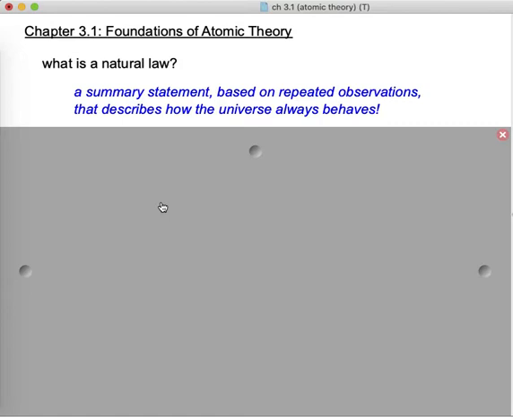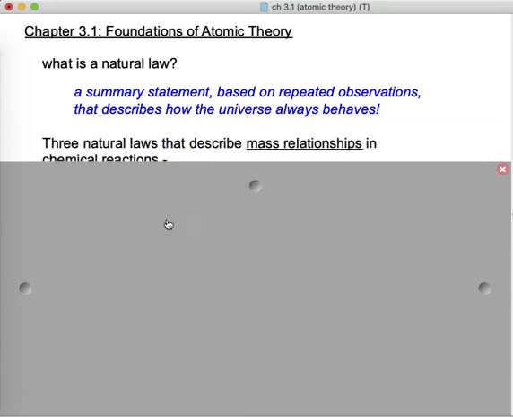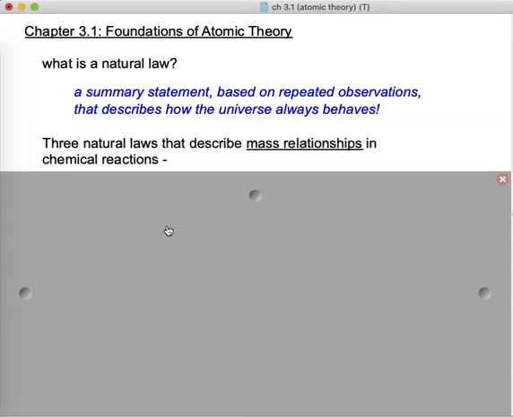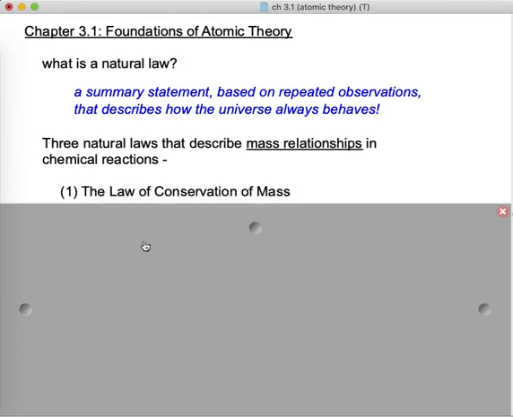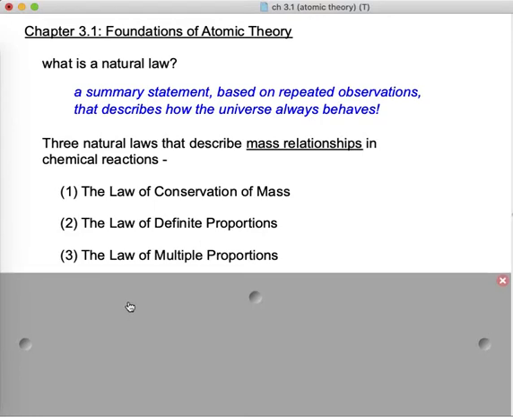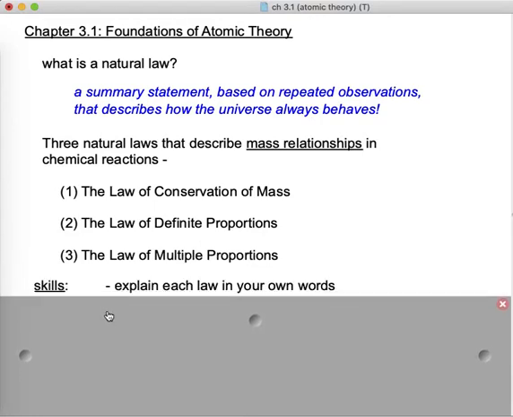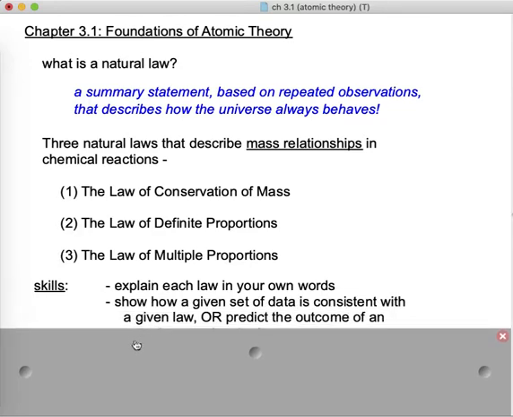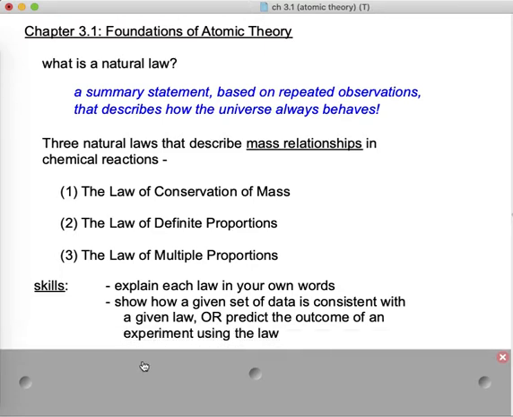For example, gravity. When you drop an object in the Earth's gravitational field, it always falls towards the center of the Earth. Okay? Well, we're going to talk about three natural laws that describe mass relationships in chemical reactions. And they are the law of conservation of mass, the law of definite proportions, and the law of multiple proportions. And for each of these natural laws, what I'd like you to be able to do is to explain the law in your own words, and then to show how a given set of data is consistent with a given law, or predict the outcome of an experiment using the law.